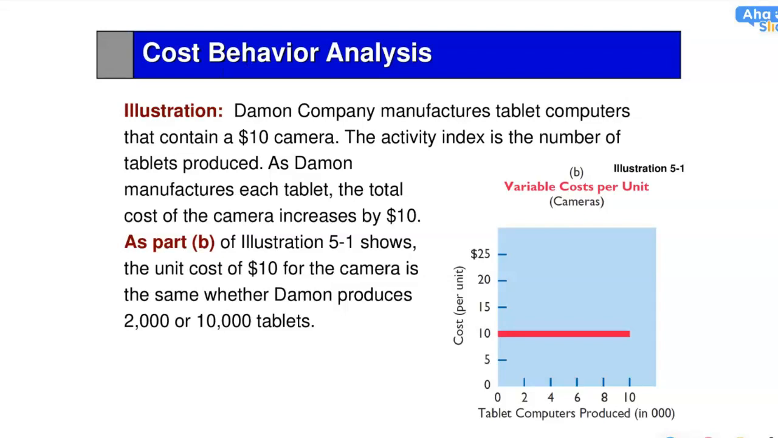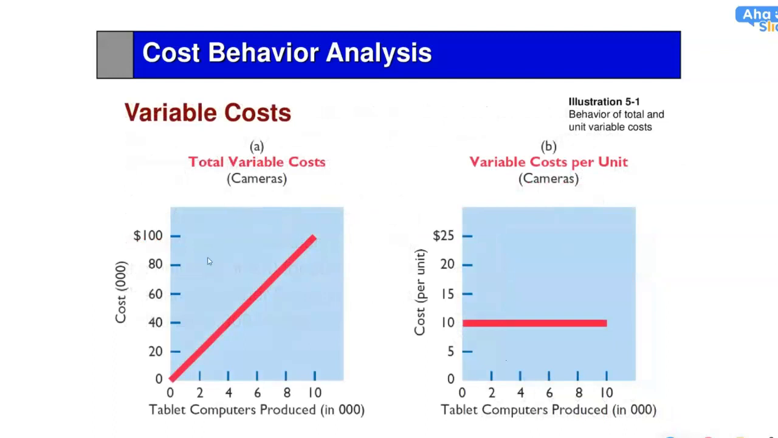And that's the nature of a variable cost, that it changes in total, and that's the definition of a variable cost, but remains the same on a unit basis. So if I graph it, on the left-hand side is the total variable cost graph. And on the right-hand side is the variable cost per unit graph.